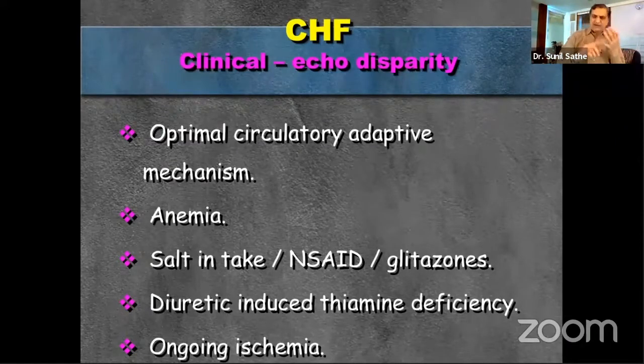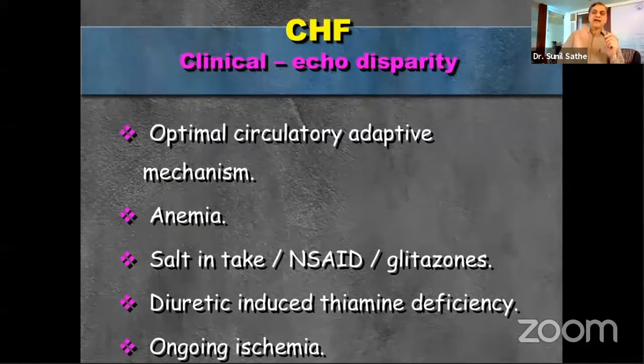That means your vasodilatation, your vasoconstrictions, your peripheral circulation, everything, your exercise level of the patient, everything matters when the patient is optimized clinically. Number one. Second, anemia, salt intake, NSAIDs, glitazones, diuretic-induced thiamine deficiency. Give them thiamine. Why? Because in chronic dialysis, in fact, thiamine deficiency is one of the contributors to deterioration of LV function. So think about it. And of course, most important is ongoing ischemia, because you can treat ongoing ischemia.